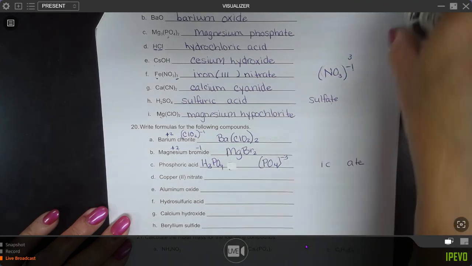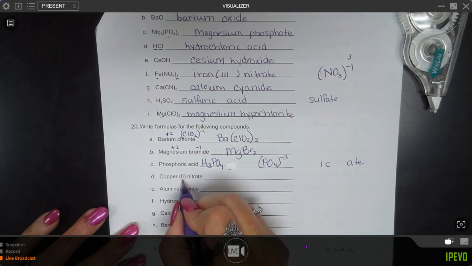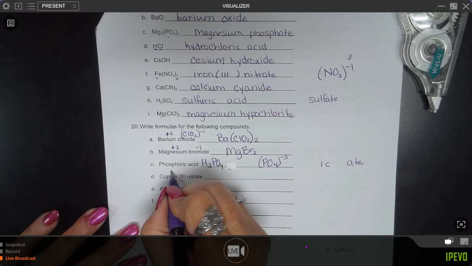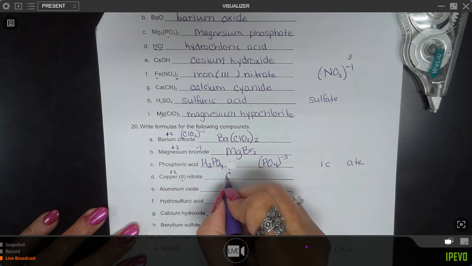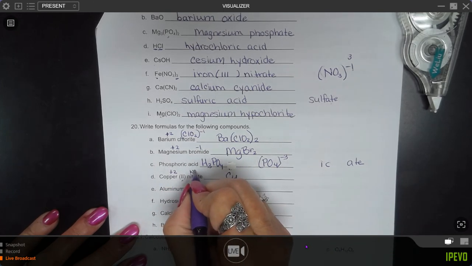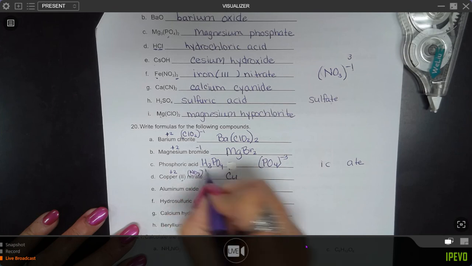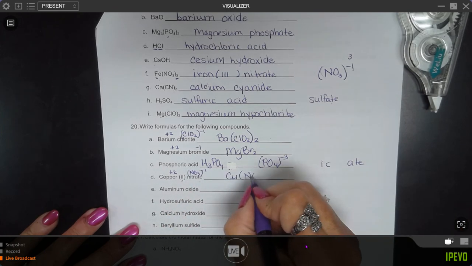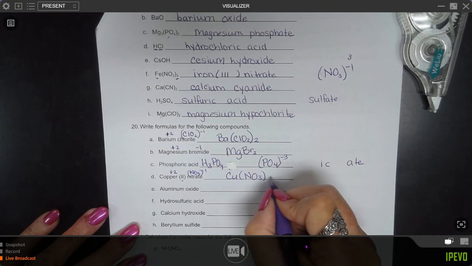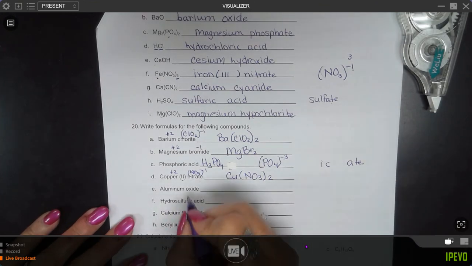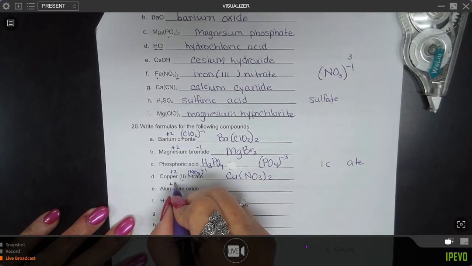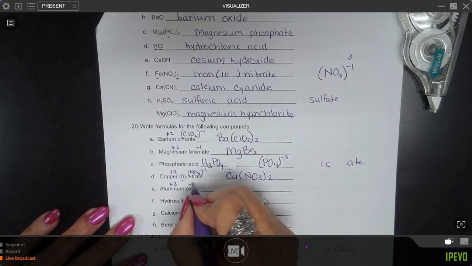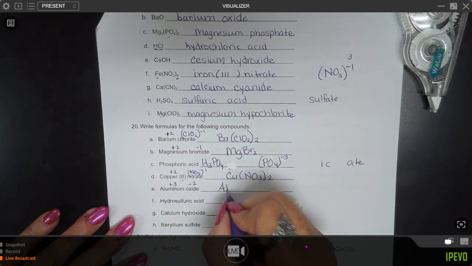Okay. Copper(II) nitrate. Remember, this Roman numeral tells us the charge, so this is going to be Cu. Nitrate is NO3 with a -1 charge, so Cu(NO3)2. Aluminum oxide. Aluminum makes a +3 ion, oxygen -2, so we end up with Al2O3.